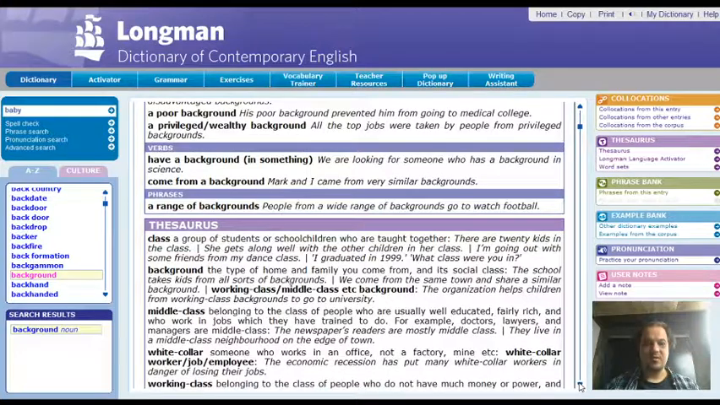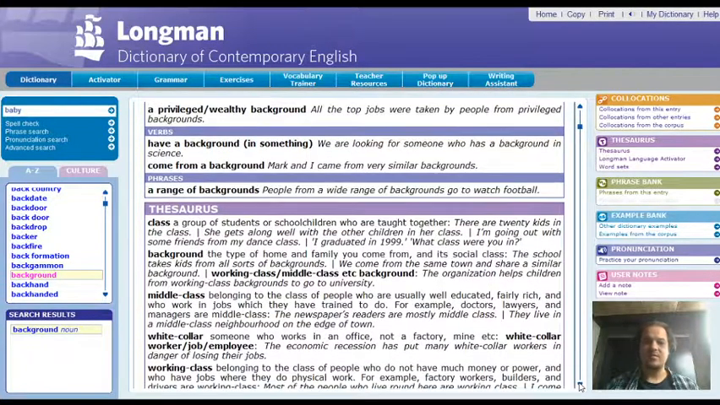Have a background in something. We are looking for someone who has a background in science. Come from a background. Mark and I came from very similar backgrounds. Phrases: a range of backgrounds. People from a wide range of backgrounds go to watch football. Alright, and then we have thesaurus.